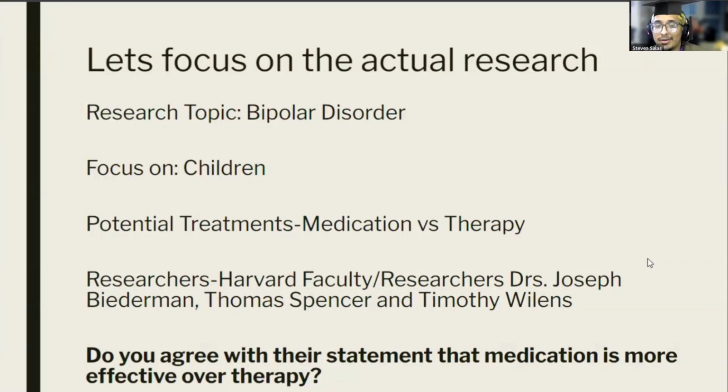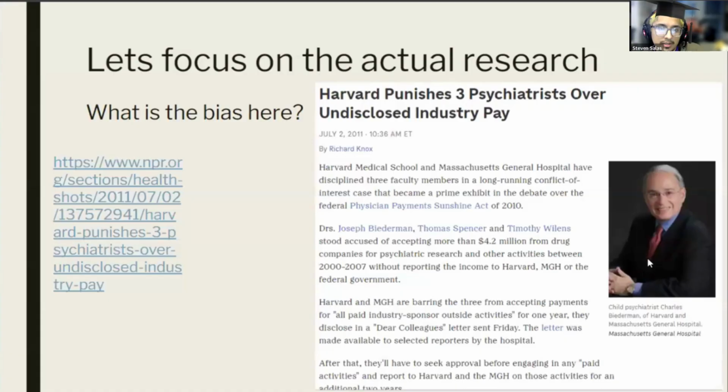You have to look at the background of who they are. And when we did a little quick deep dive of who these Harvard faculty and researchers were, guess what happened? Harvard punishes 3 psychiatrists over undisclosed industry pay. Harvard Medical School and Massachusetts General Hospital have disciplined 3 faculty members in a long-running conflict of interest case that became a prime exhibit in the debate over the federal Physician Payments Sunshine Act of 2010.